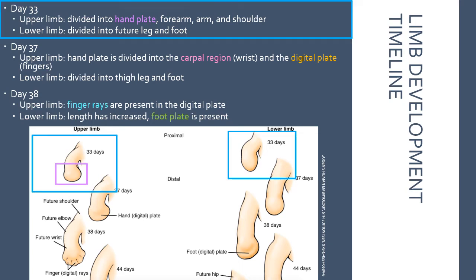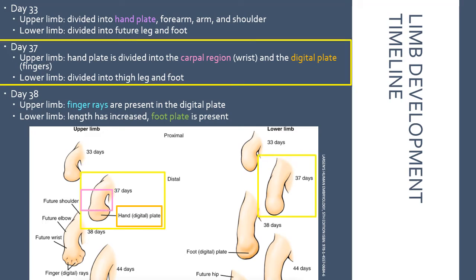But for day 33, in the upper limb, we have at this point a hand plate, which is what's in the purple box there, which is the future hand, along with a forearm, an arm, and a shoulder, which are all, a little hard to see the difference in this picture, but basically there are regions you can suss out based on little dents or changes in shape along the length of the limb bud. The lower limb, not as far along. We've got a foot region and a leg region, but not much else.